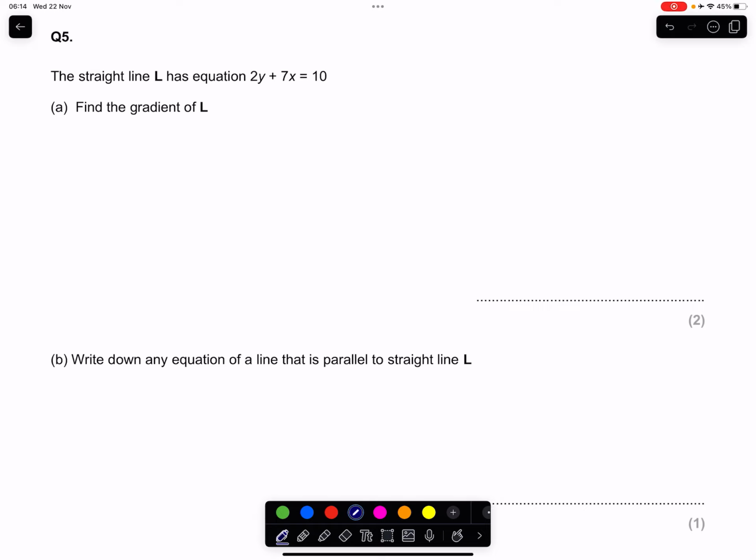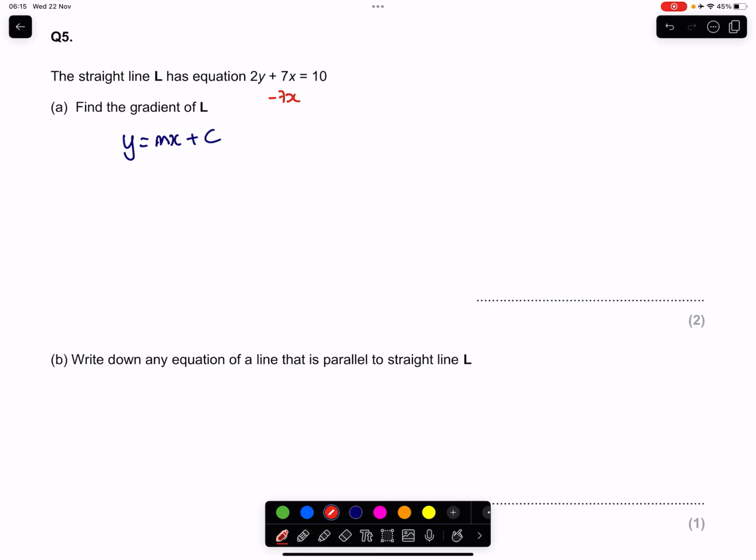Question 5. The straight line L has equation 2y + 7x = 10. Find the gradient of that line. Now, we've already been given the equation. The only reason why we can't quote the gradient yet is because it isn't in y = mx + c form. So, long story short, we just need to get y on its own, and then we'll be able to quote the gradient from that.